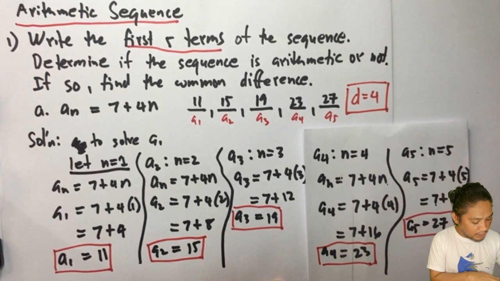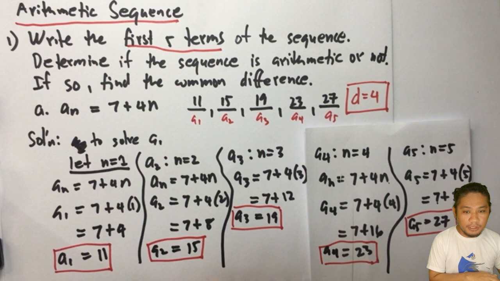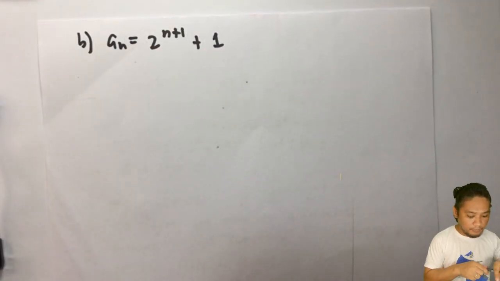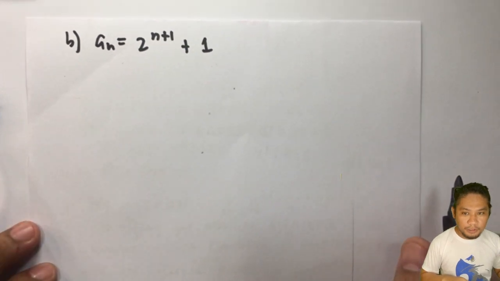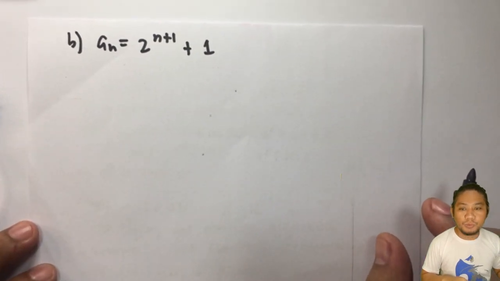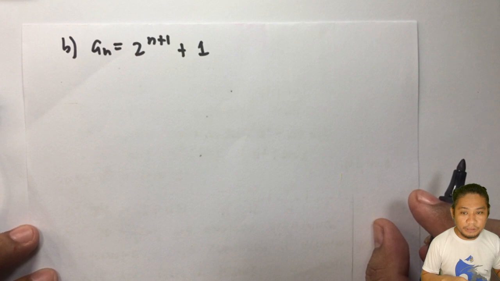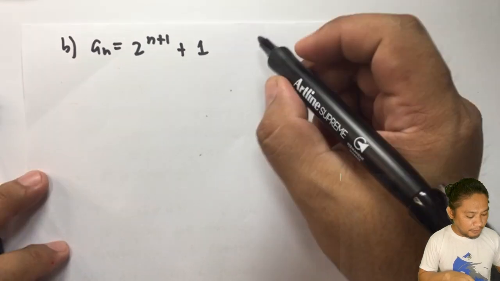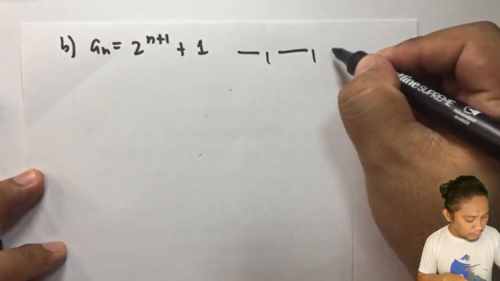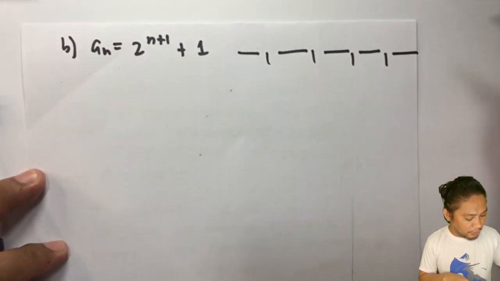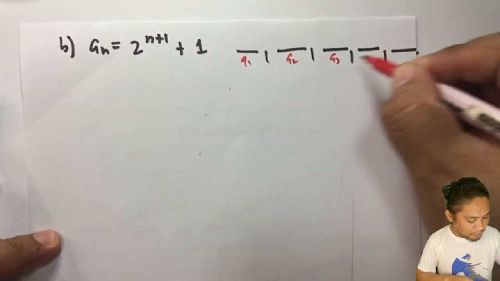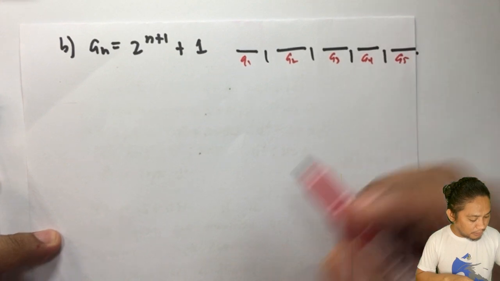Now, if the sequence has a common difference, that sequence is arithmetic. Let's have our second example. Our nth term is expressed as 2 raised to n plus 1, plus 1, and we are asked to generate 5 terms. So 1, 2, 3, 4, 5. So this will be our first term, second term, third term, fourth term, and fifth term.